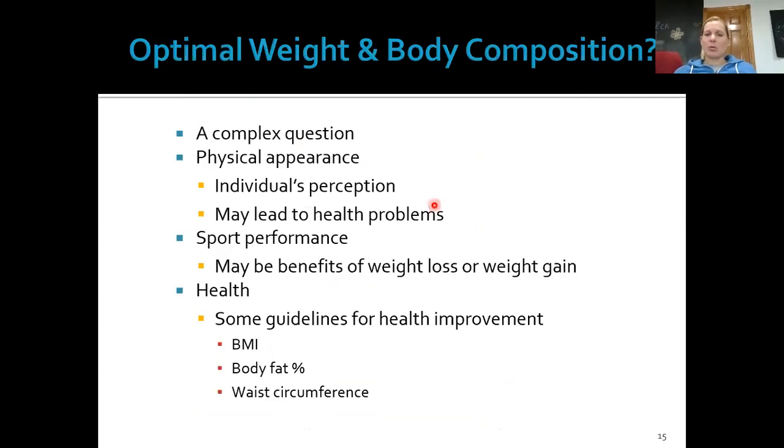So what is optimal? What is the optimal level of body weight or body composition for an individual? Well, this is a pretty complex question, right? So again, you think about physical appearance and that individual's perception of what they look like, and things like that. And it seems like body image is really a big issue, again, especially with social media. I think that makes it even more challenging for people.